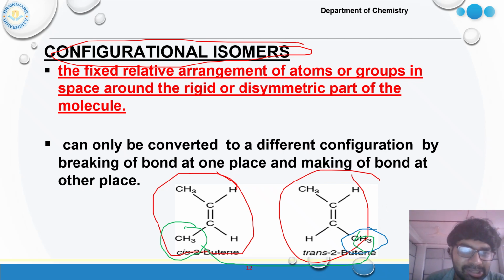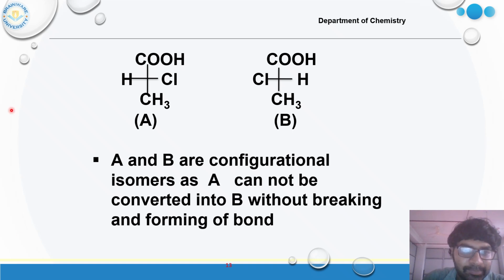Now, configurational isomers, similarly, just look at this A and B. How can A be converted into B? A can be converted into B by breaking this Cl and attaching this Cl to the opposite side.